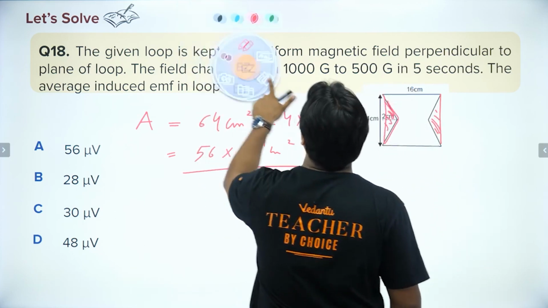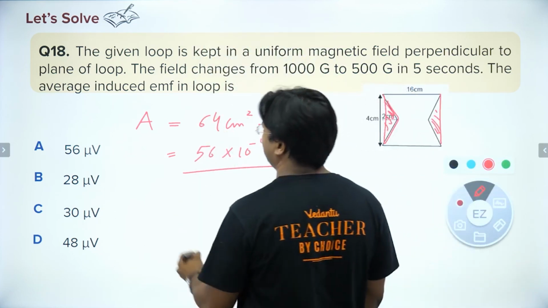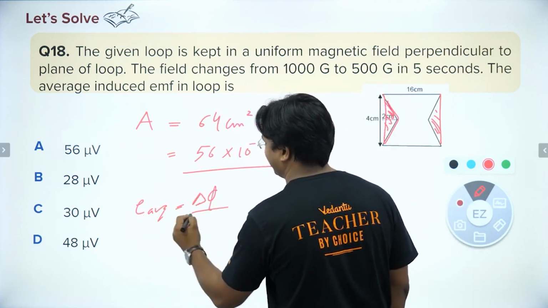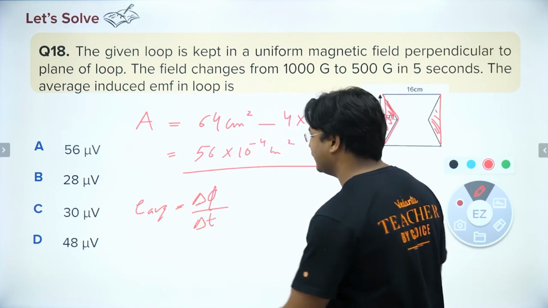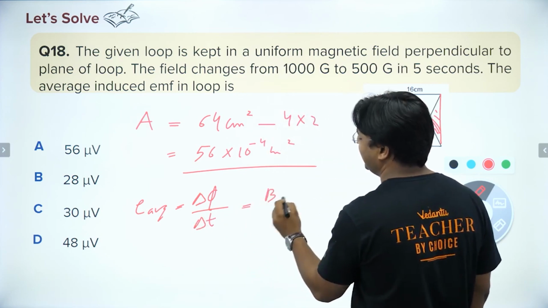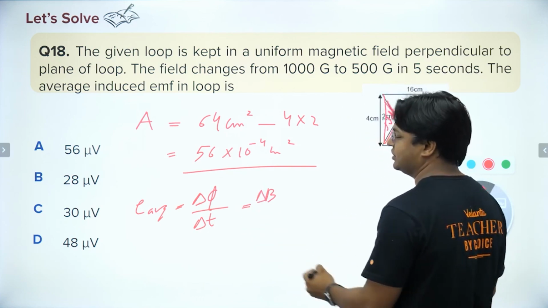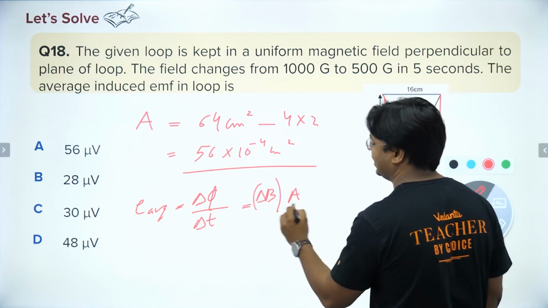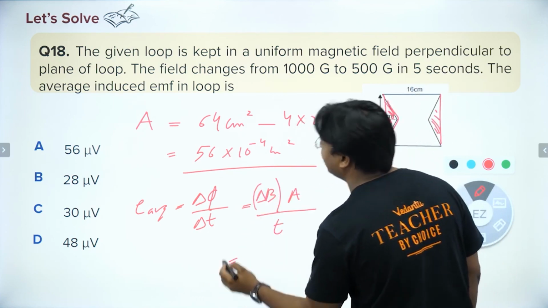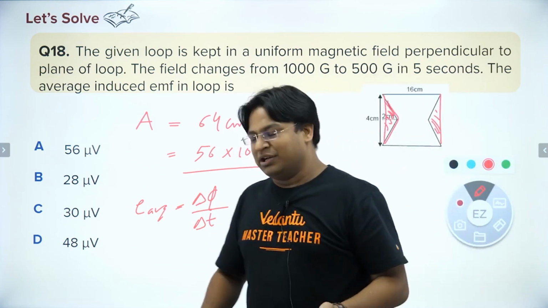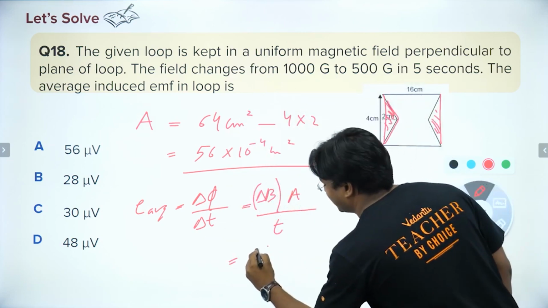Now the question is asking for the average EMF. Now how do we write average EMF? We write change of flux divided by the time taken. Now change of flux will be written as area into change of B actually. The area is not changing in this question. So delta B into area divided by time taken. Delta B is 1000 Gauss to 500 Gauss. I am not aware of what Gauss is. Okay, so let's just write it in terms of Gauss itself.